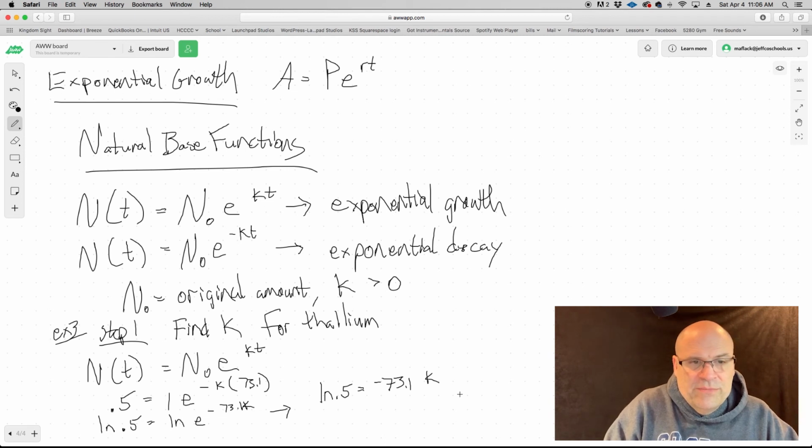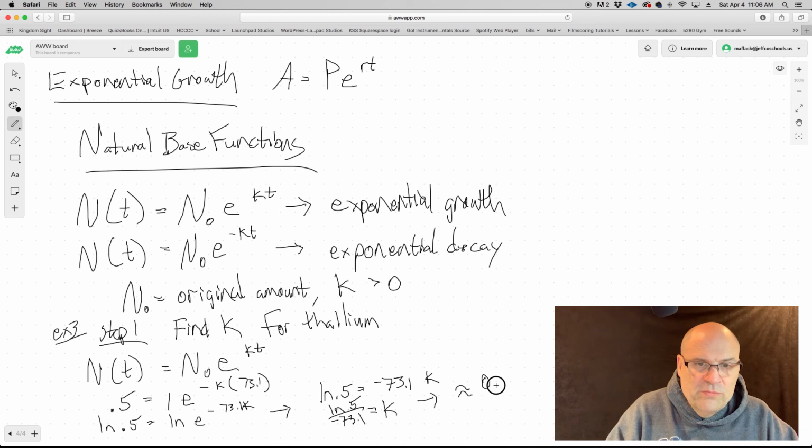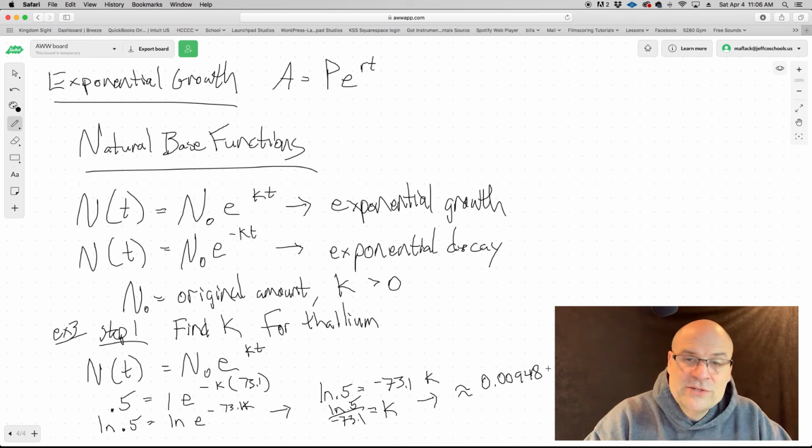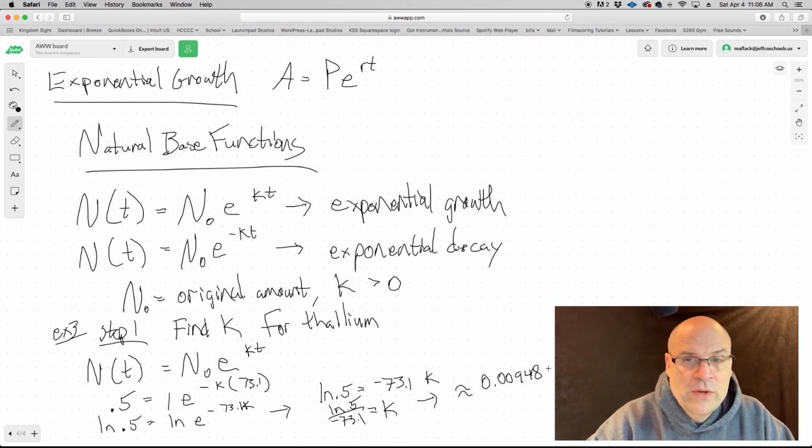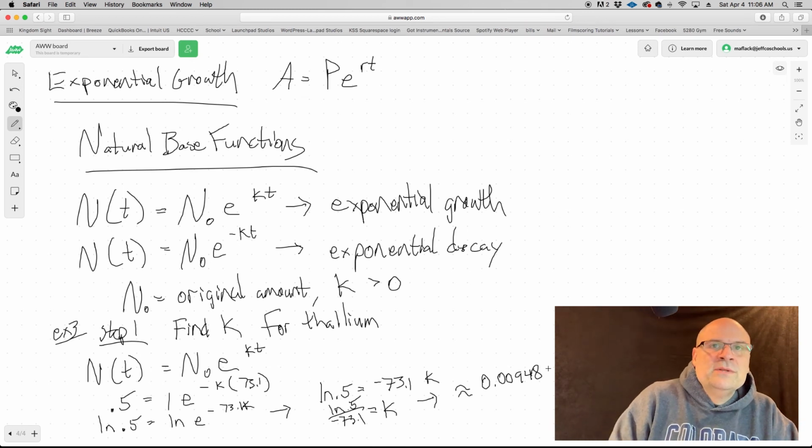Now we're going to solve for k. So we're just going to divide both sides by negative 73.1. So k equals natural log of 0.5 over negative 73.1. And you can just plug that into your calculator, and that is approximately 0.00948. And there's your k. All right, now the question asks, how long will it take for 1 gram of thallium to decay to 0.1 gram? All right, well, let's plug it in here.